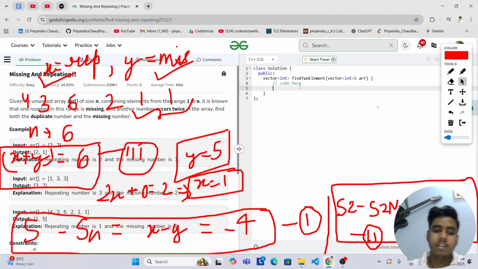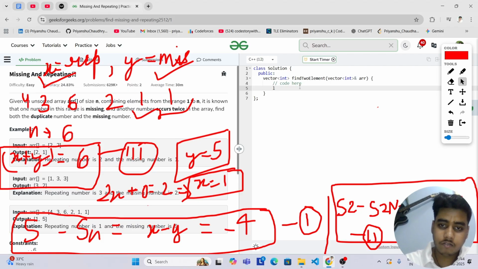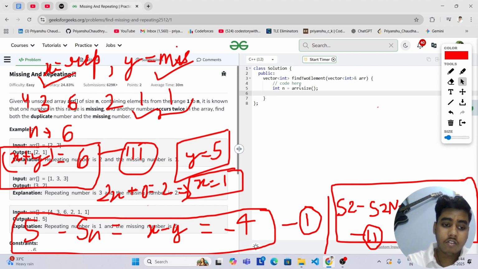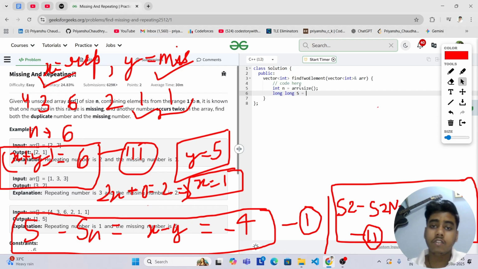All right, so let's code it. This way, first of all, find n. This will be the size of the array, and now we will form equations. So for forming the equations, let's declare s as the sum of all the elements in the array. I'm taking long because we are dealing with sum and sum of squares also. So to be on the safe side, I'm just using a long variable.